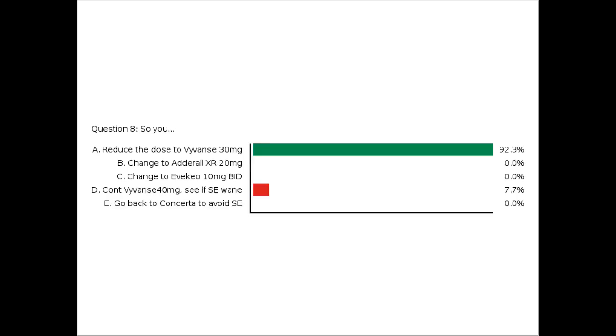But I would probably drop it back to 30 to get rid of the side effects if possible, and then titrate back up to 40 at a later date if her effectiveness waned. Remember, most experts estimate that when you have a patient dose optimized, you get them exactly where they need to be, and we'd like to do that early on. We don't want to wait.